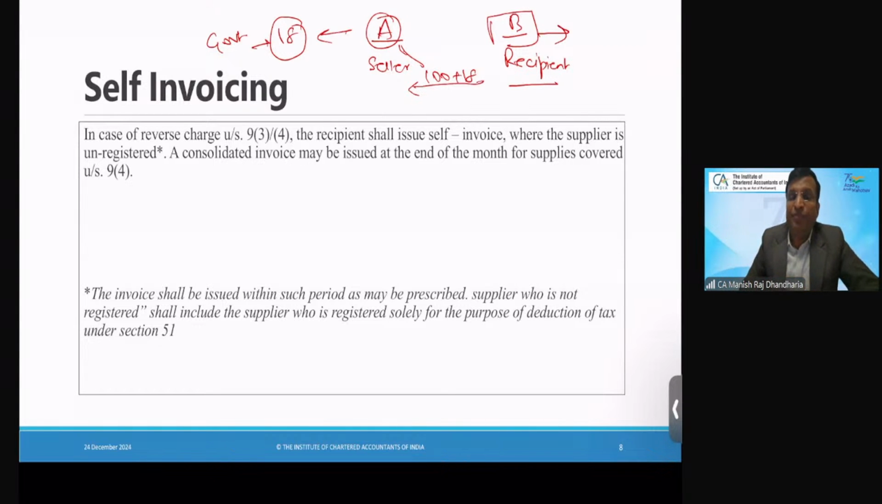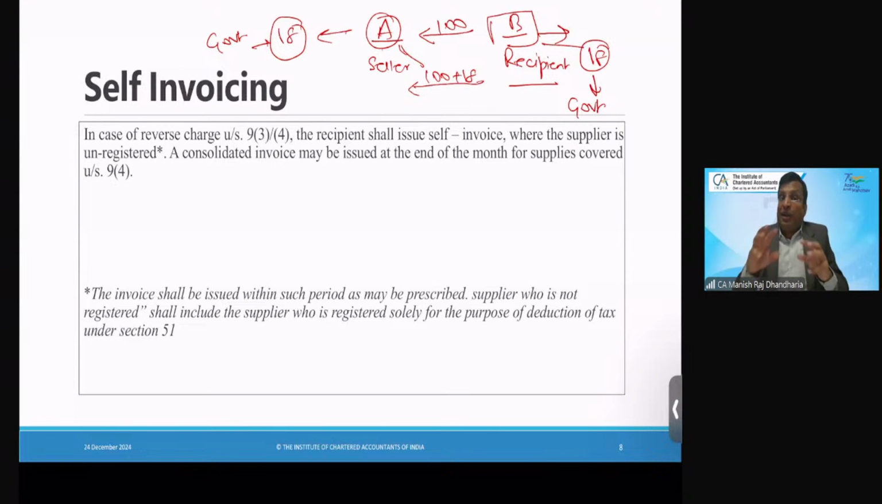Hope this is clear. In RCM, what happens? The recipient will pay only rupees 100 to A, and 18 rupees the recipient will pay directly to the government. GST department में direct pay कर देगा और credit ले लेगा. Ultimately, things are getting the same. In forward charge, B is paying taxes to A and A is paying to the government. In case of RCM, B is paying himself to the government.